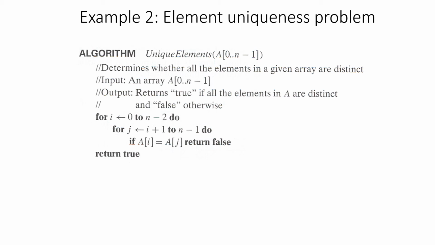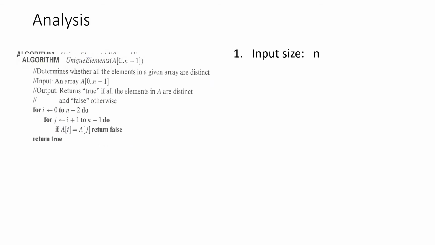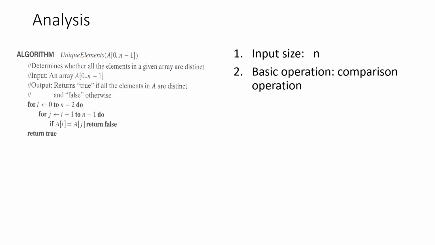Now we'll analyze using the steps we used for the earlier example. First is input size. Obviously, it is n. Next, you have to identify the basic operation. The basic operation is the innermost operation. Here we have two for loops, so the operation present within these two for loops should be considered as the basic operation.